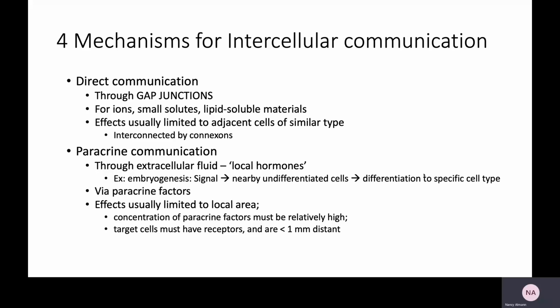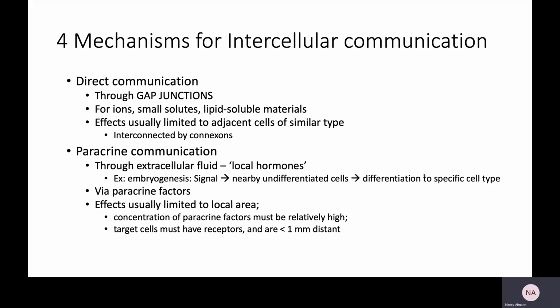We've already talked about gap junctions in 131. And gap junctions are going to provide direct intercellular communication. So literally cell-to-cell communication. Those gap junctions are going to allow small ions, lipid-soluble materials, small solutes, anything that's small enough to move from cell to cell. And the effects of this communication is generally limited to cells that are right next to each other, and they're generally of a similar type.